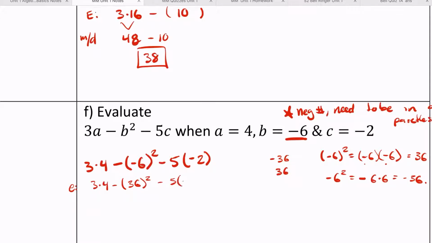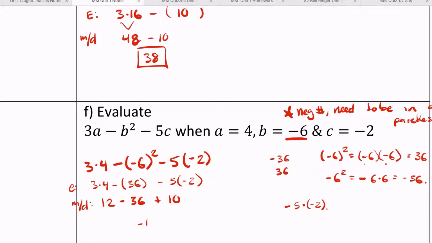minus 5 times negative 2. And then we'll do our multiplication, division left to right. So that will give us 3 times 4 is 12. Oops, sorry. You're probably like, Mr. Warner, that shouldn't be there because we already evaluated that. Okay, and then we have our minus 36. Okay, here we have a negative 5 times a negative 2, which gives us a positive 10. And then just combine like terms.